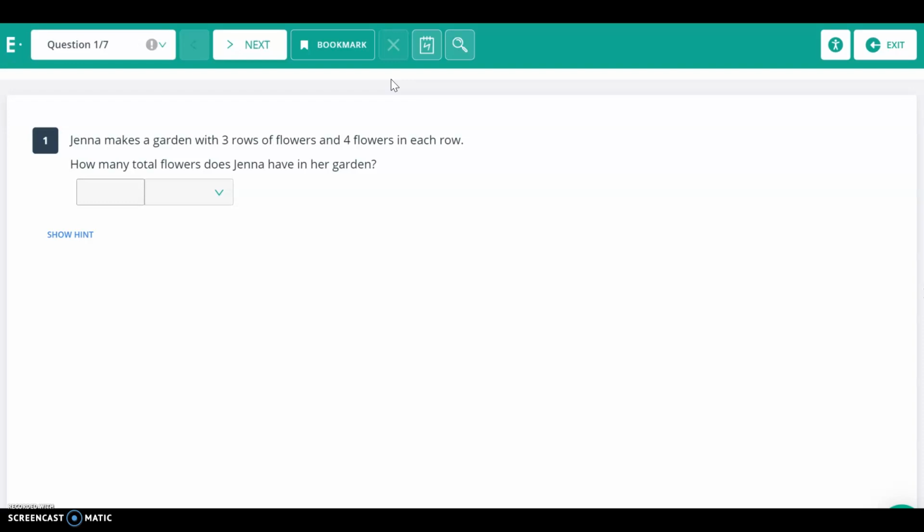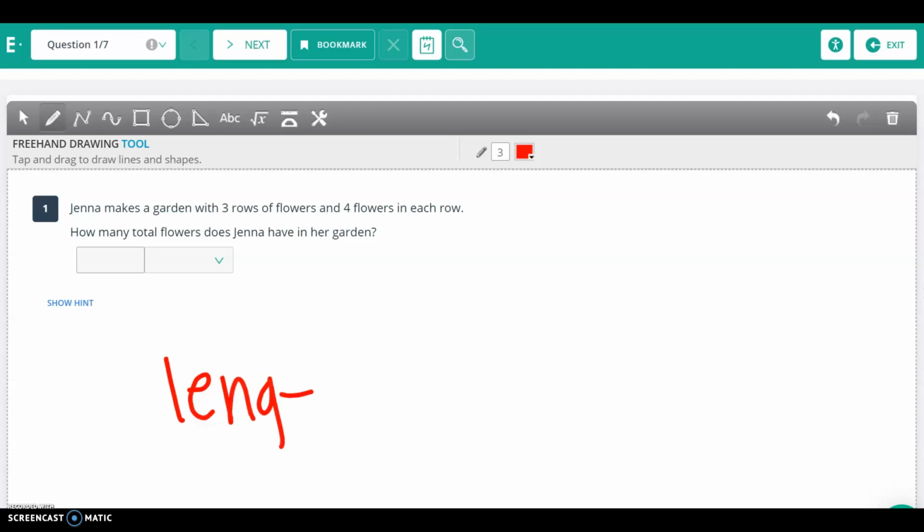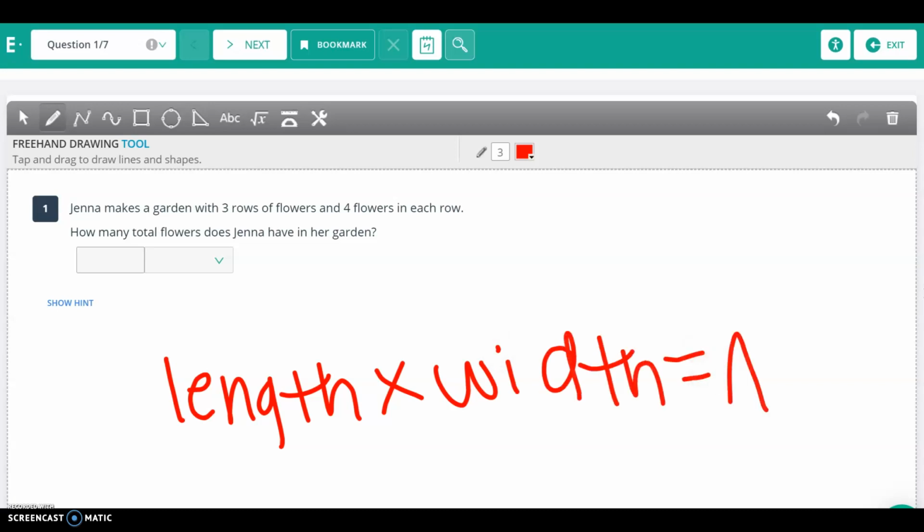Alright, and we're going to go ahead and begin. Remember, when we are finding area, we use the formula length times width equals area. And we can use fact families to help us move those around if we only have certain parts. Click the trash can to get rid of everything.